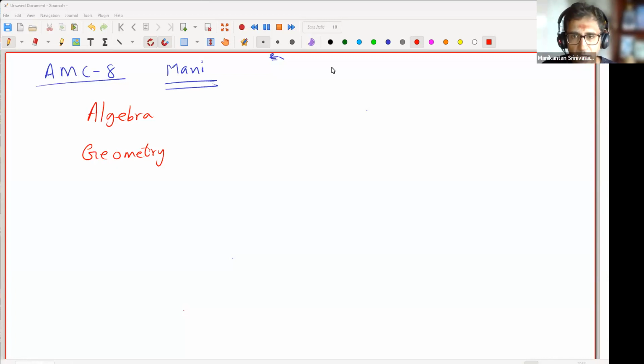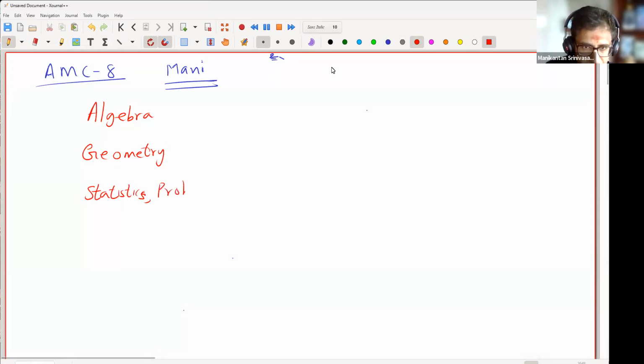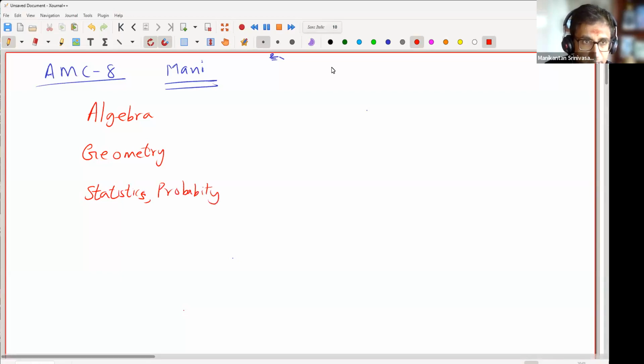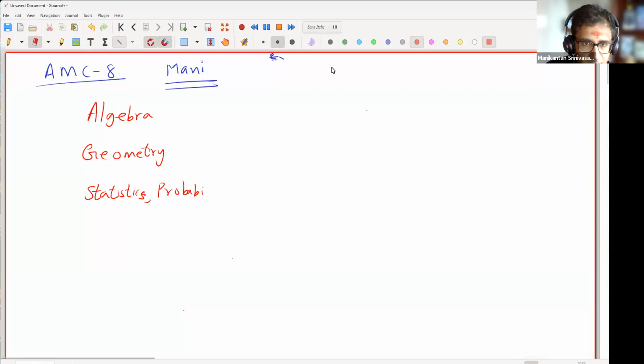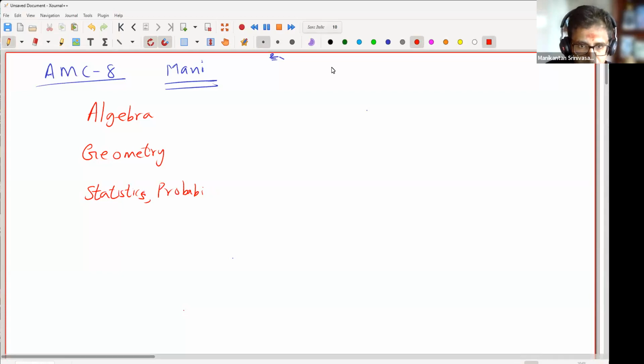Okay, so we started off by saying it's mainly 3 topics: algebra, geometry, and the third is statistics and probability. And when I say probability, along with probability, permutation and combination are also included in this.